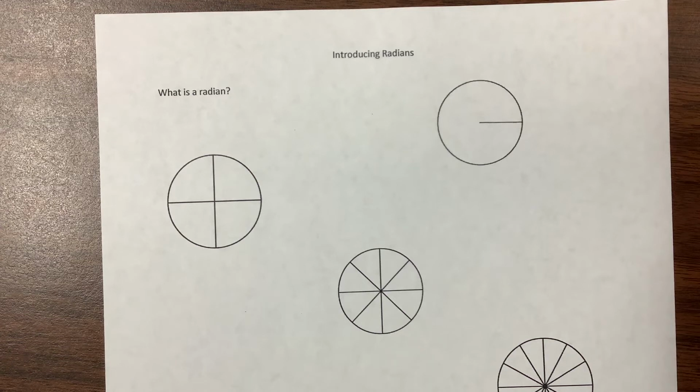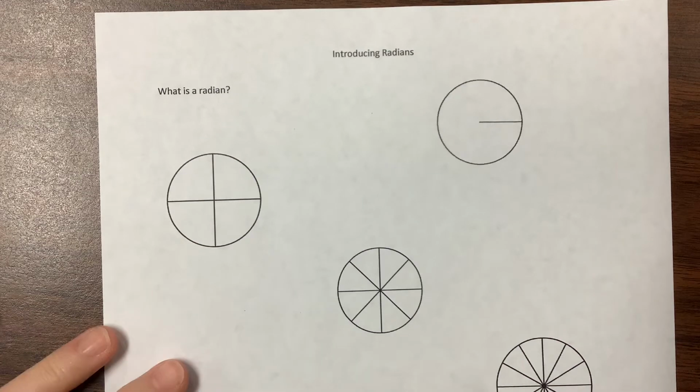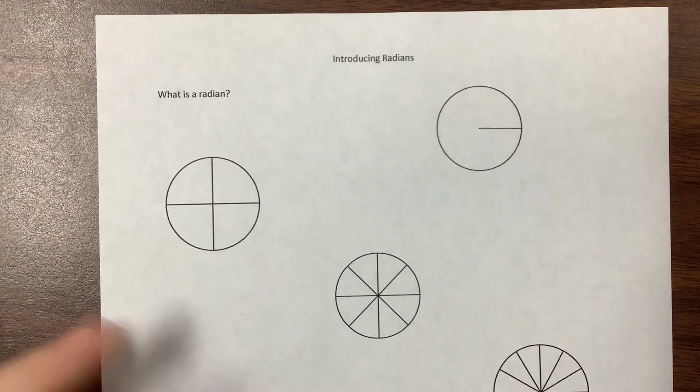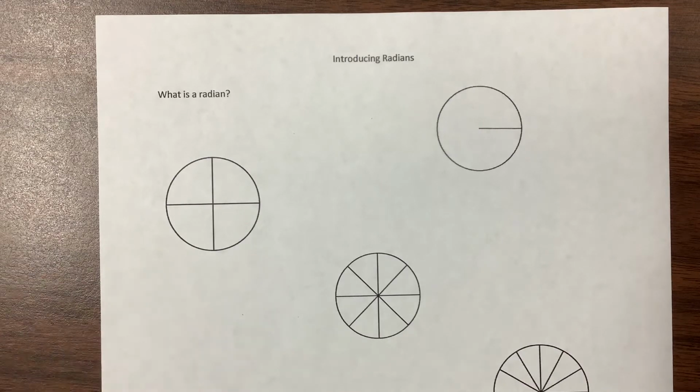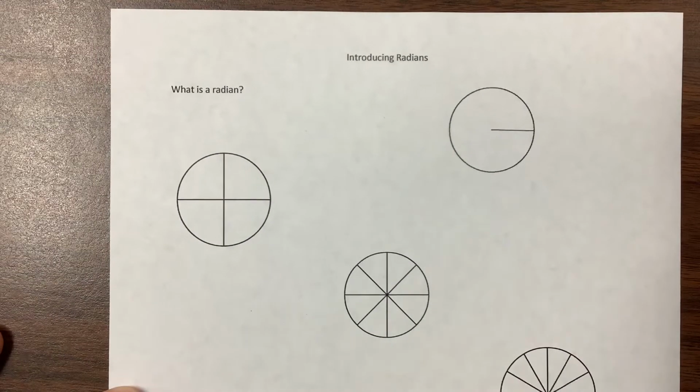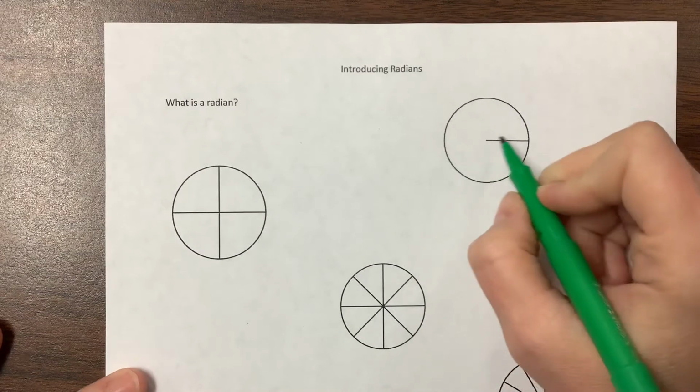All right, in this video, I want to introduce radians and make sure we understand what's happening with that. So a radian is just another way to measure the size of an angle. We can measure how big an angle is in degrees, or we can use what we call radians.